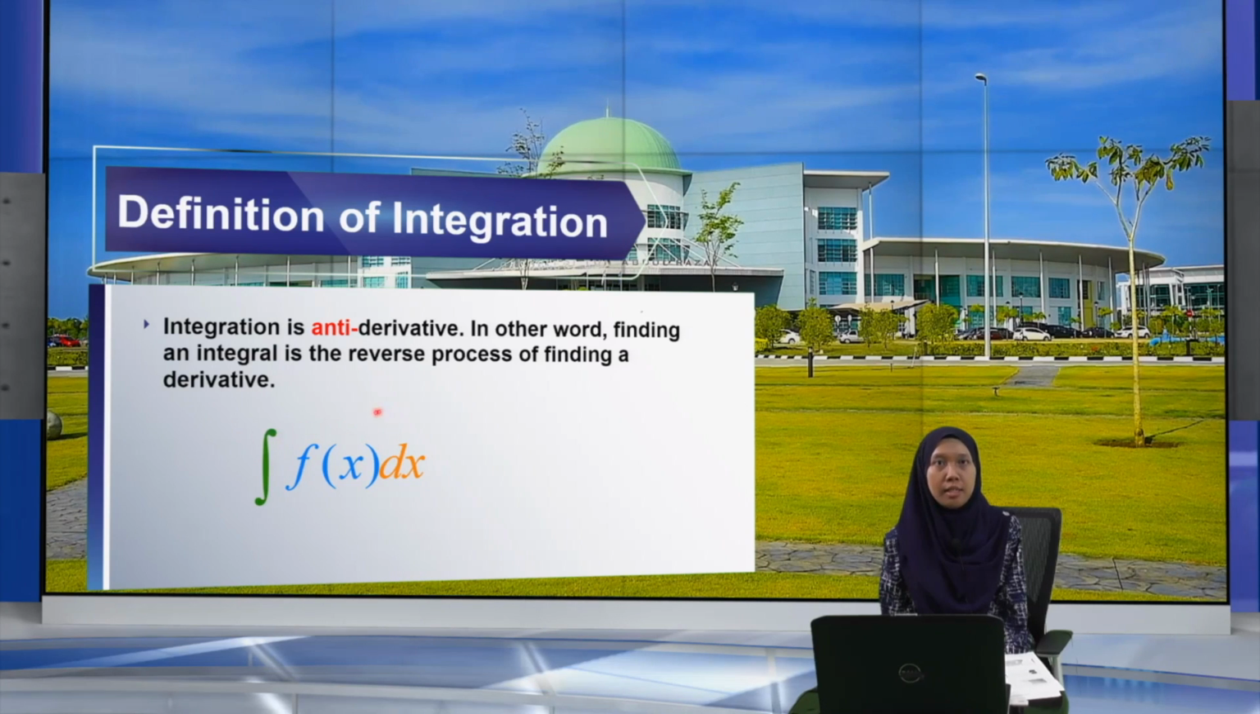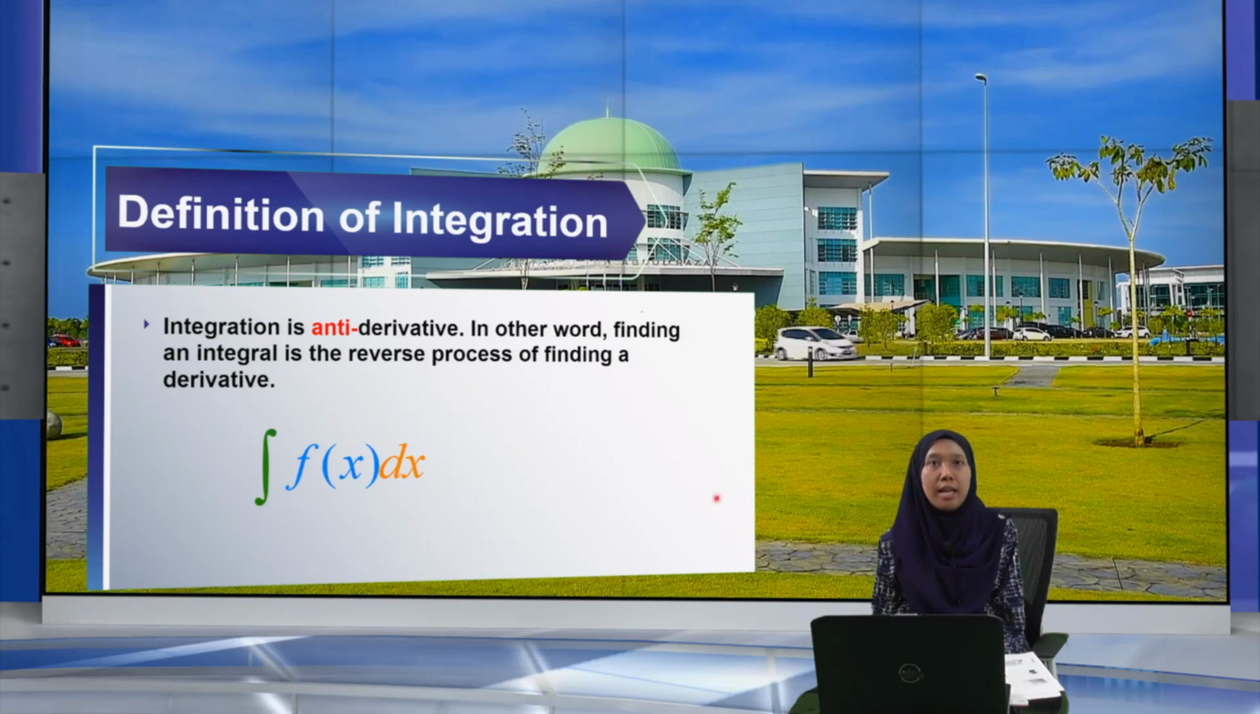And then this is the function of the integral. f(x) is a function of x, and dx tells us that we are integrating with respect to x, where x is the variable of integration.